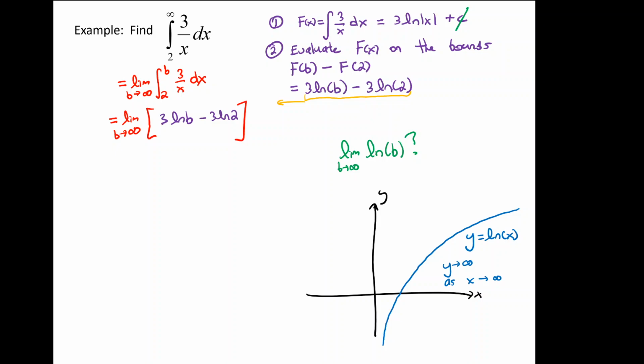Now what that means is we get 3 times infinity here. We get infinity minus 3 ln 2, which is infinity. So a number did not come out of this. This means the integral diverges. And that's, if this was a test question, one of the options would say diverges. That's what you'd pick.